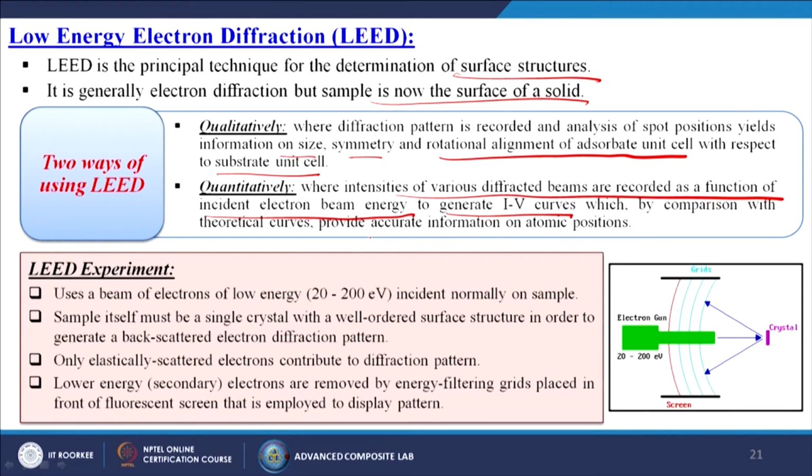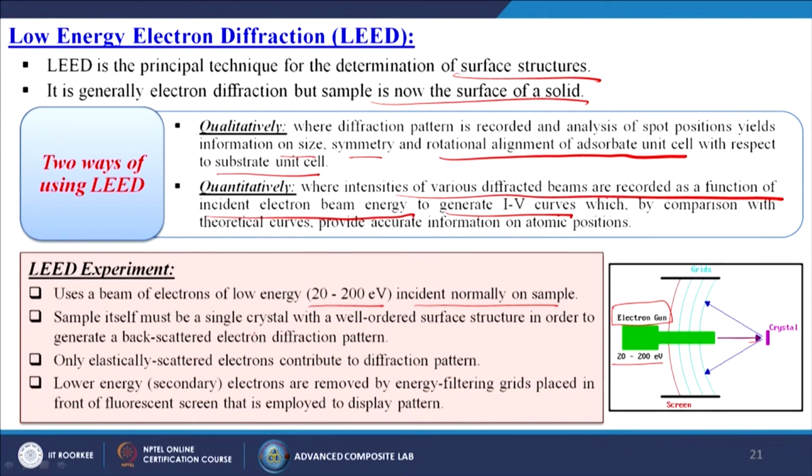How are we going to perform this LEED experiment? Use a beam of electrons of low energy, generally 20 to 200 electron volts, incident normally on the sample itself. So, we have the electron gun over here. Directly it is falling onto your materials or maybe the crystals.